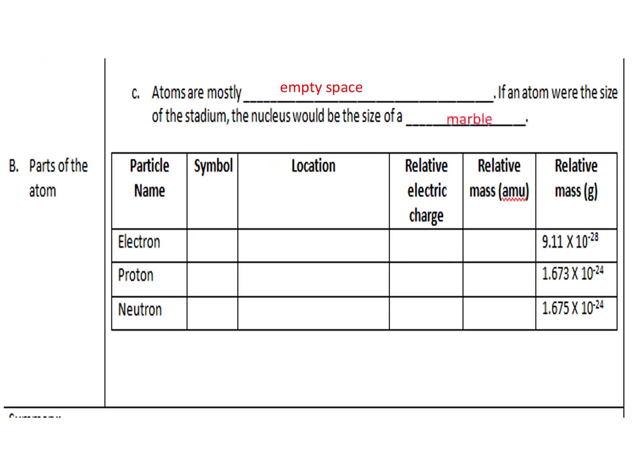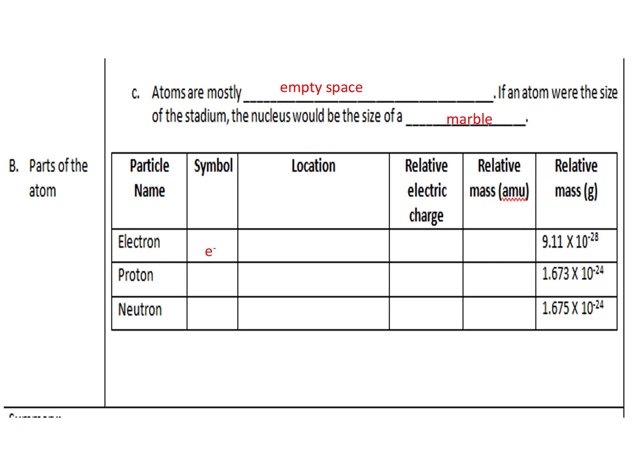If an atom were the size of a football stadium, the nucleus would actually be the size of a marble, just to help you put that in perspective a little bit. And so the three parts of the atom, the three particles, are the electron, the proton, and the neutron.